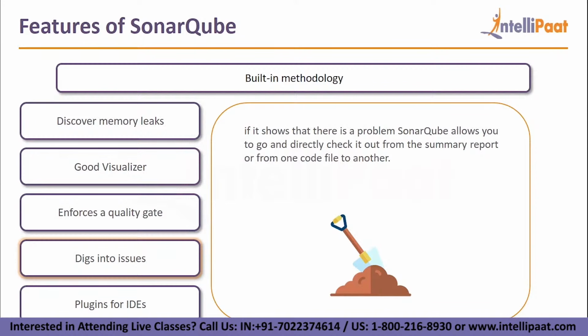Digs into issues. If it shows that there is a problem, SonarQube allows you to go and directly check it out from the summary report or from one code file to another. Now, when you're going through the summary in the SonarQube dashboard, and if you see an error, you can just click on it and it will directly take you to where the code is, and it will give a brief summary of what the problem is in that code.